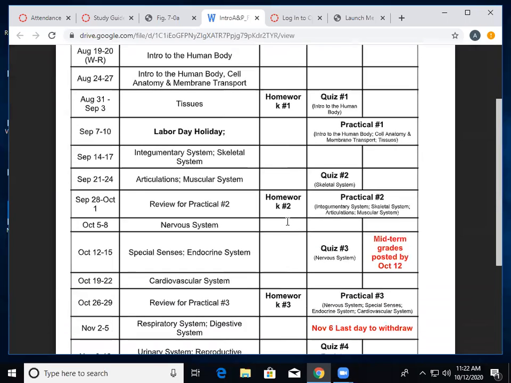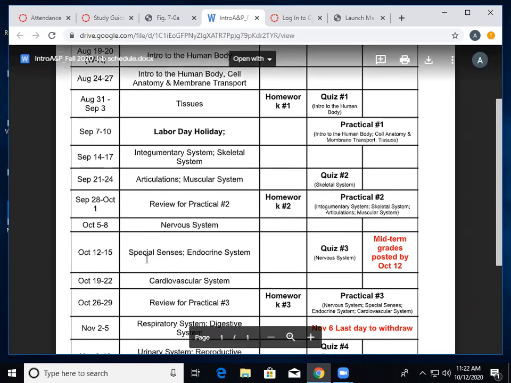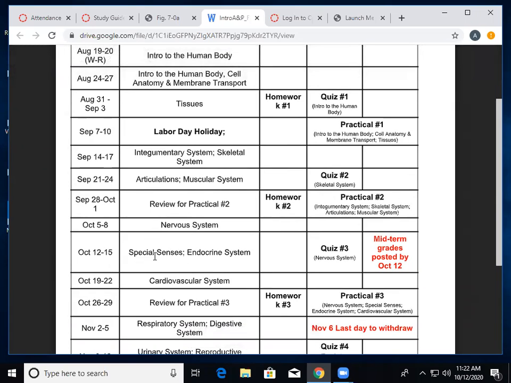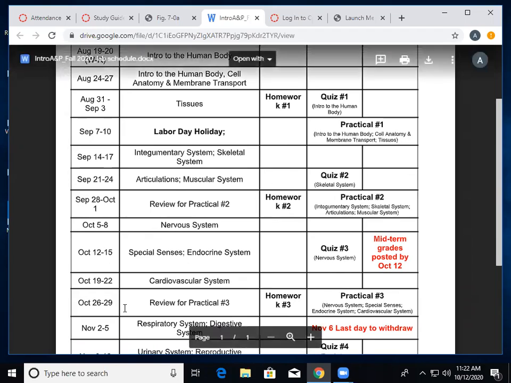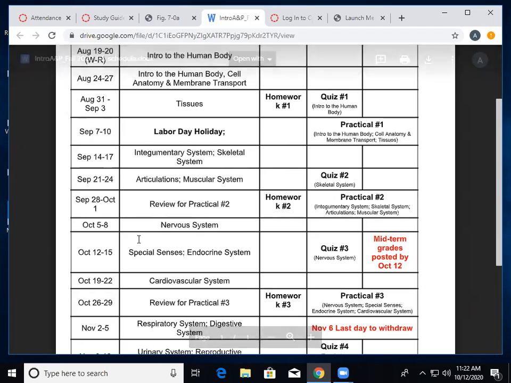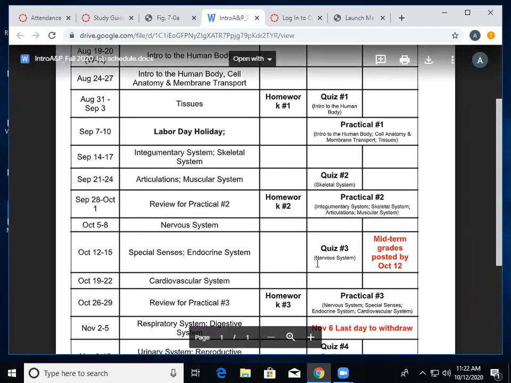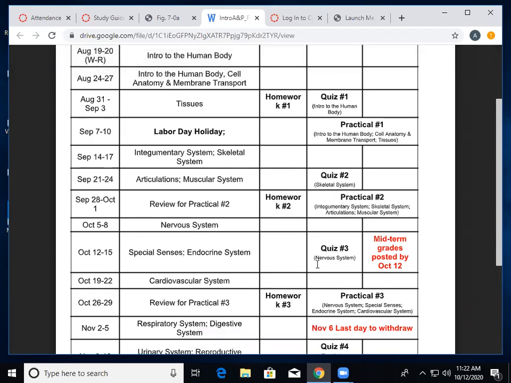Okay, good morning. So we are in the week of October 12th to the 15th. We're covering special senses and the endocrine system. So on Wednesday, we'll have a quiz over the nervous system.